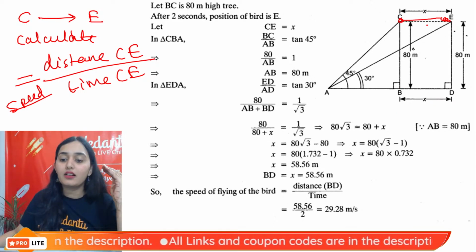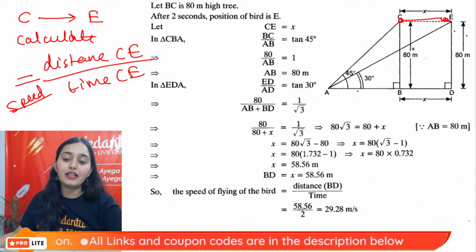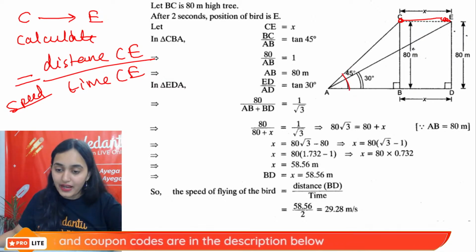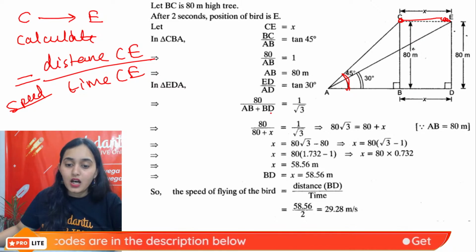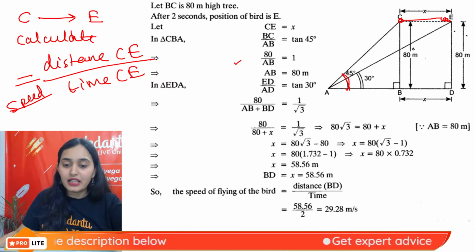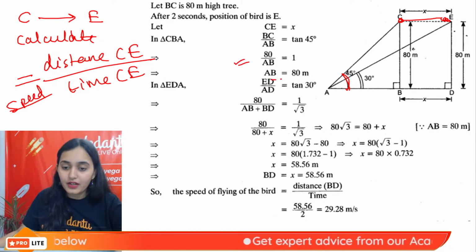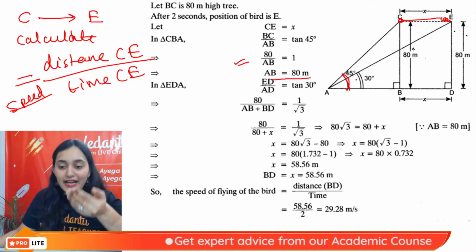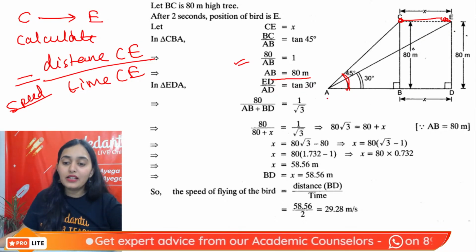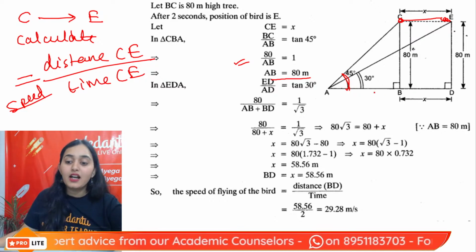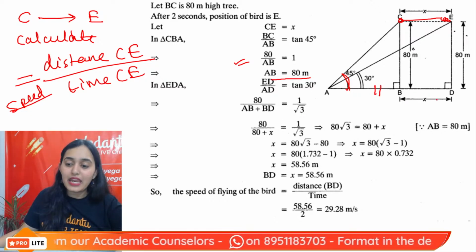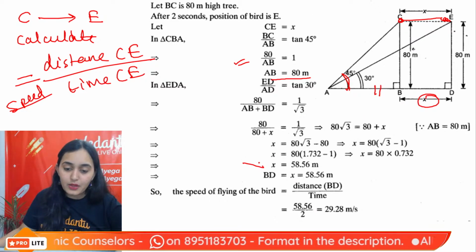By using tan 45 degree and tan 30 degree. Using tan 45 degree, once you apply it, you have got the value of AB. Now you apply tan 30 degree, so you will get the value of AD. Now in the AD, when you exclude AB, you will get X. Solve the equation for X.